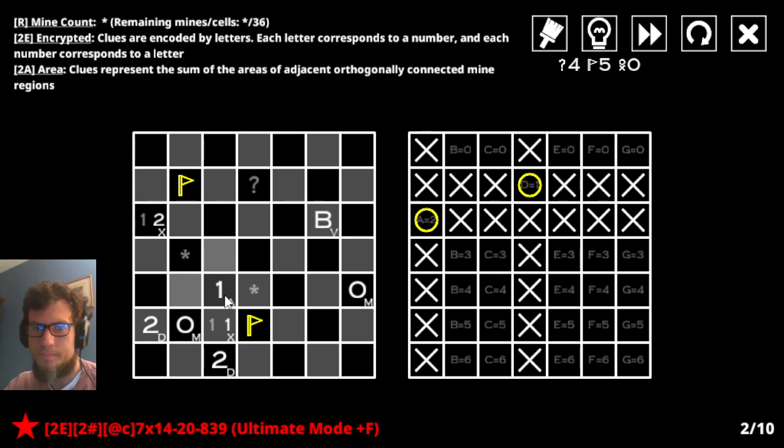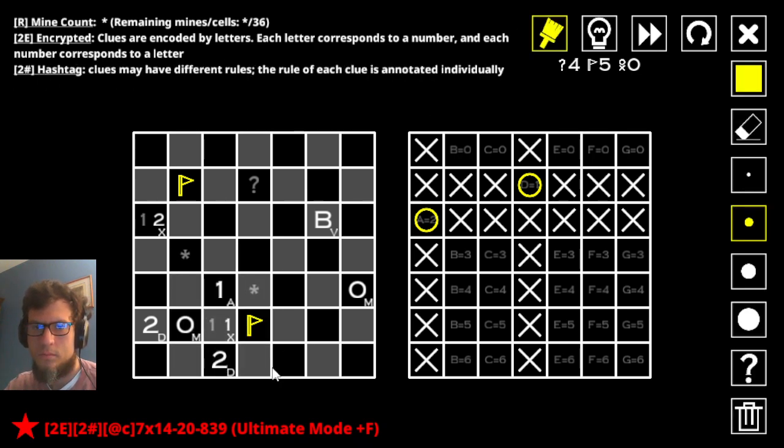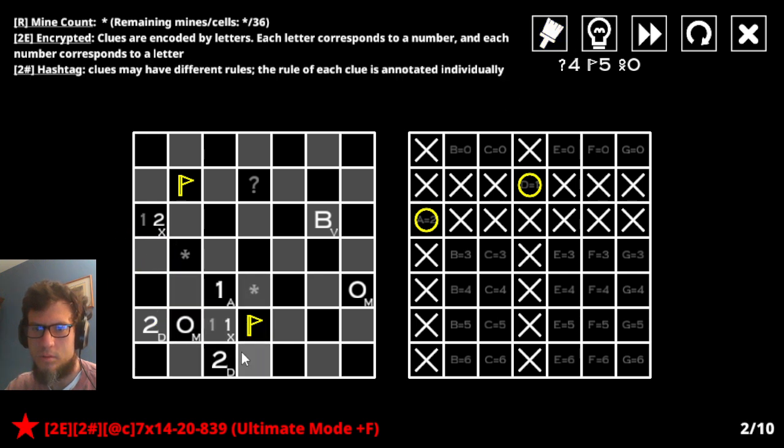One area. So if this is a mine, it kills both of these, and then the 0 modulo kills both of those. But now this 2 deviation only has 1 spot, so that's not allowed. So goodbye.